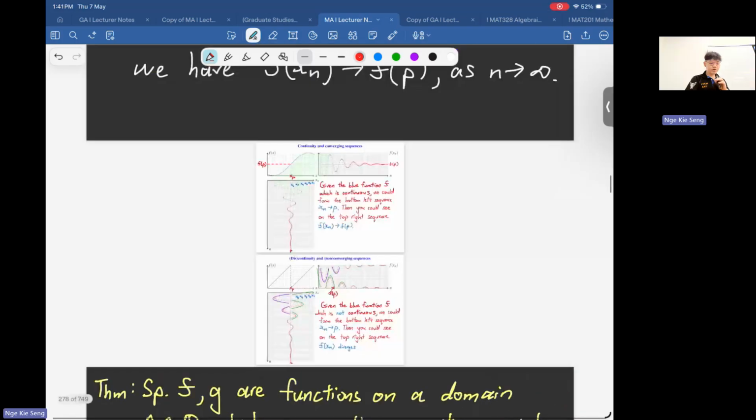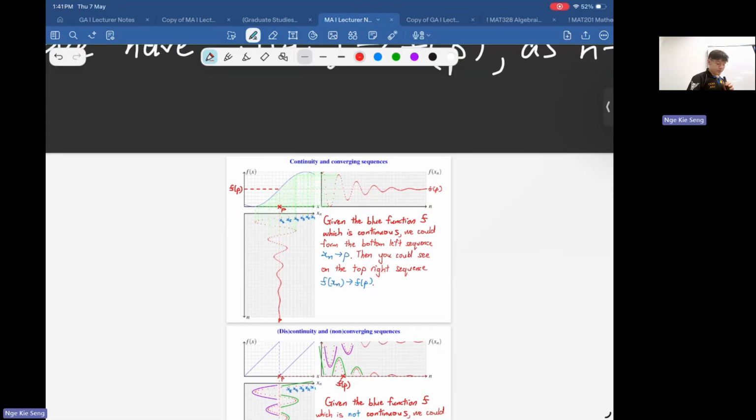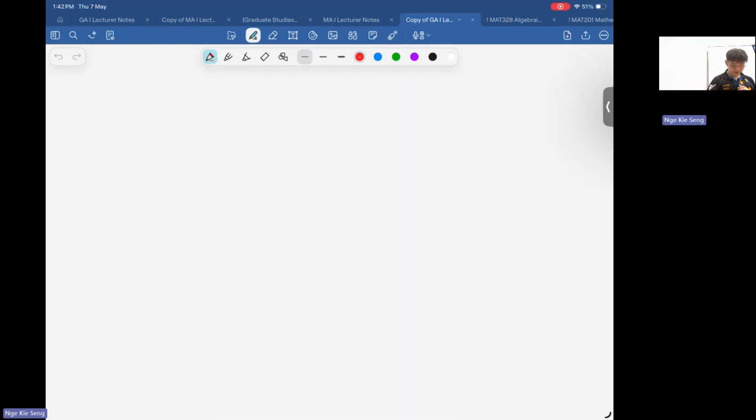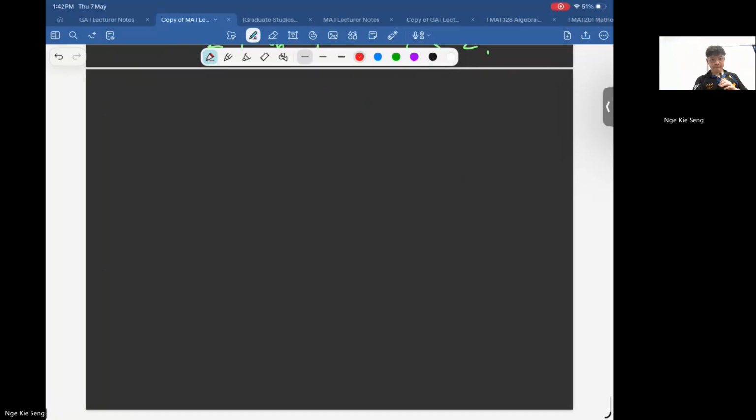Okay. Any questions so far? For the examples that I showed you, I really highly recommend you try out the proof yourself, to find at which points they are continuous and discontinuous. Very important to test your understanding. If no problem, then we will continue with the properties of continuous functions.